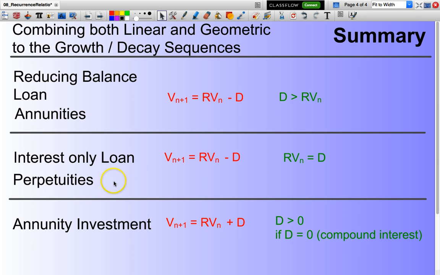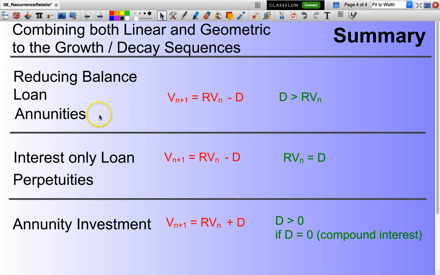We also have a perpetuity. That is where you will invest an amount of money and then you will only withdraw the amount of interest that you earn. And finally, an annuity investment where you will make a lump sum deposit and then you'll make periodic payments.